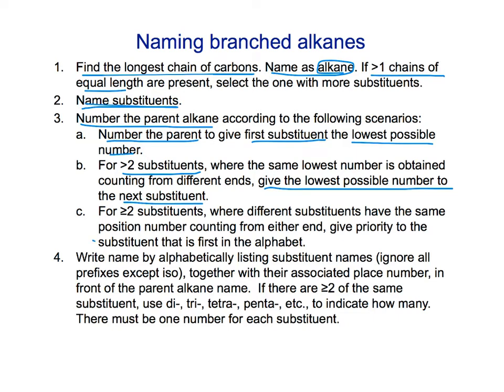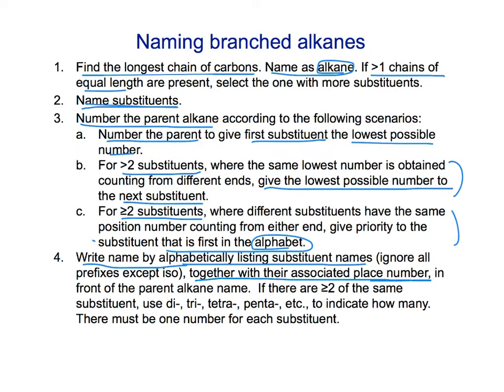Then finally, if we have greater than or equal to 2 substituents where different substituents have the same position number counting from either end, then we're going to give priority to the substituent that is first in the alphabet. Okay, we're only going to use the last one if we can't solve the problem with the second one there. All right. We've essentially generated all the pieces we need for the name, and so now we're going to write out the name. We're going to alphabetically list all of the substituents in front of that parent name together with their associated place numbers.